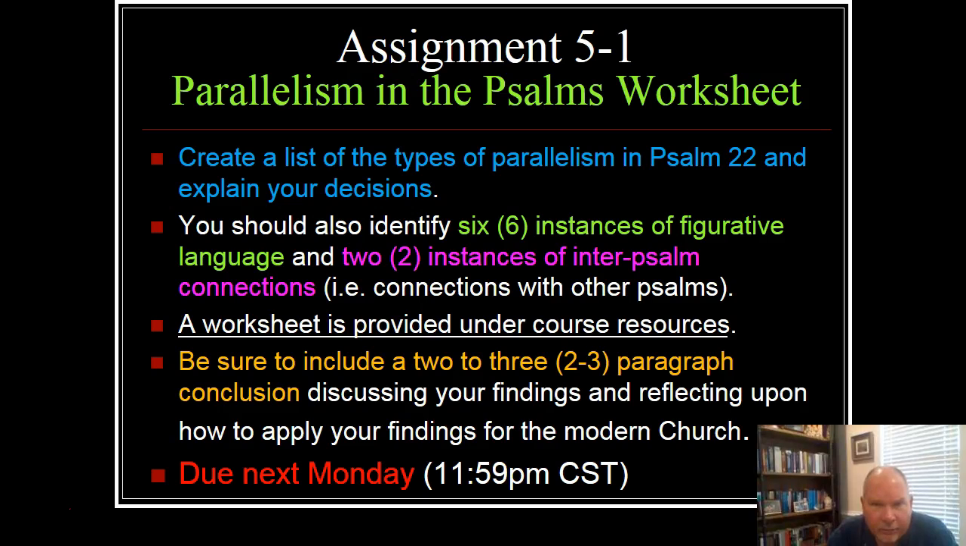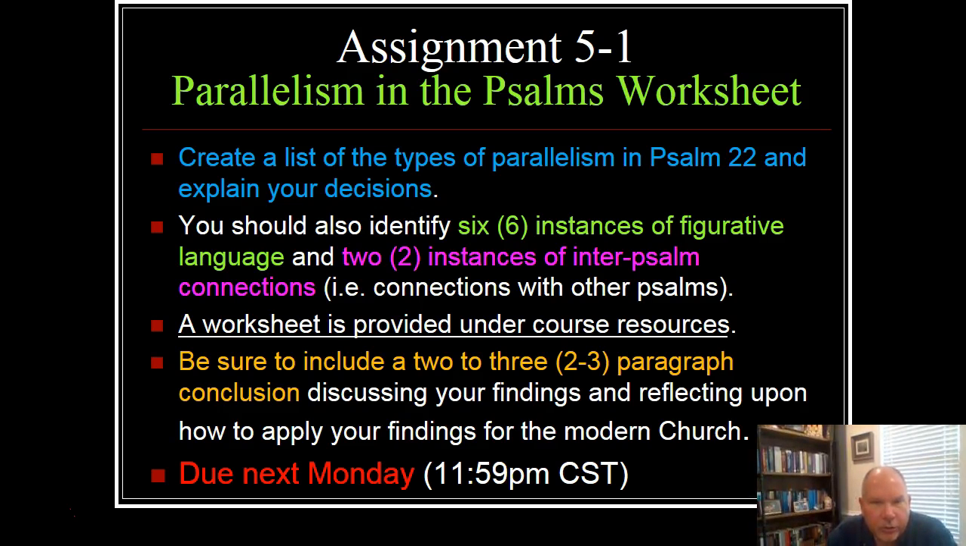So on a handout, create a list of the types of parallelism in Psalm 22 and explain your decisions. You should identify 6 instances of figurative language and 2 instances of inter-psalm connections between Psalm 22 and other psalms. A worksheet is provided under your course resources, which will help to organize the assignment.